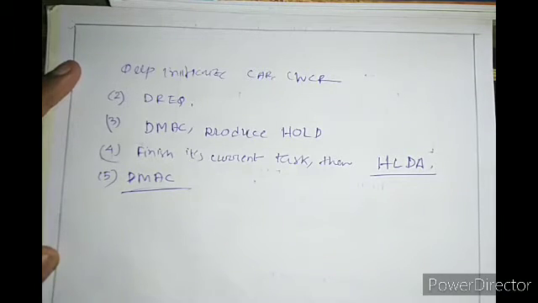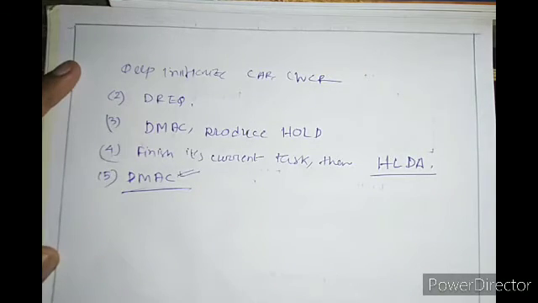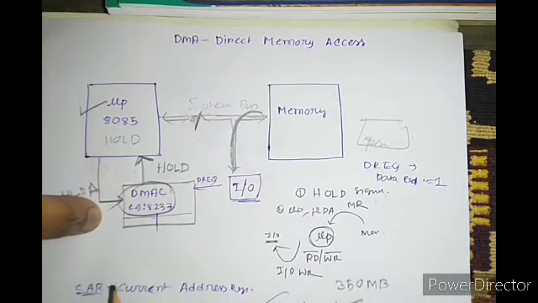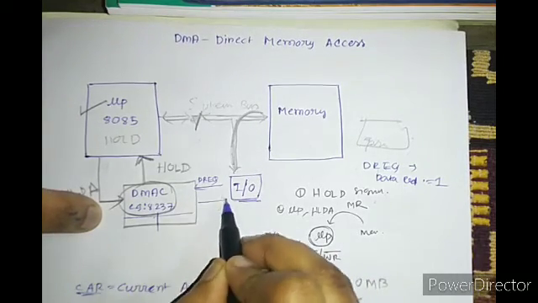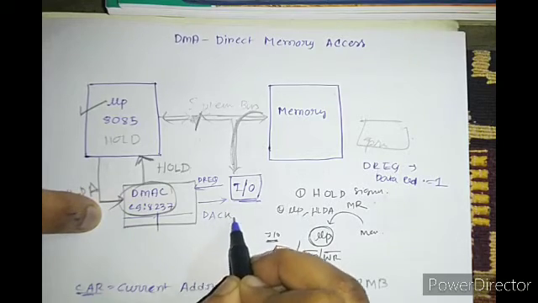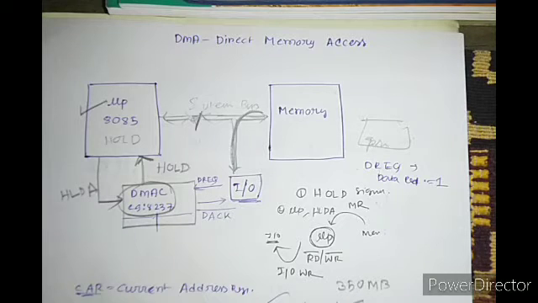Okay. After DMAC becomes the bus master, DMAC will produce another signal to the IO, which is DACK bar, data acknowledgement bar. Means DMAC is telling the IO that okay, now I have the permission to perform DMA. Now you can transfer data.